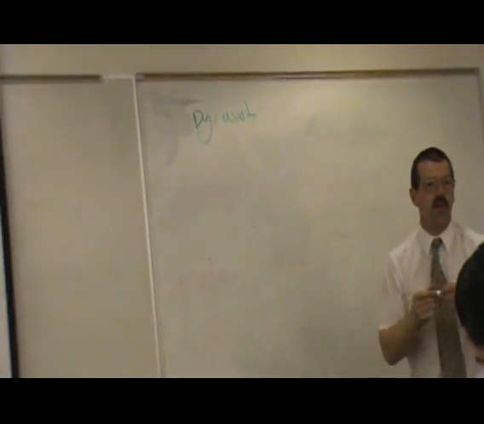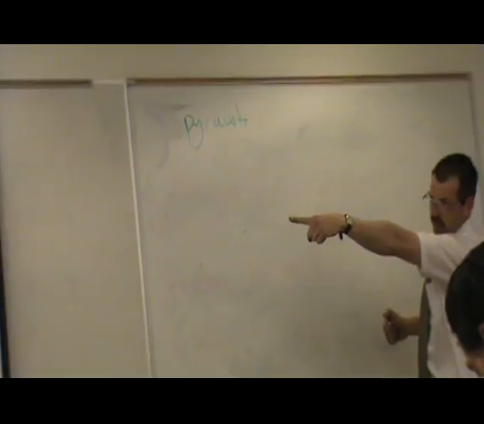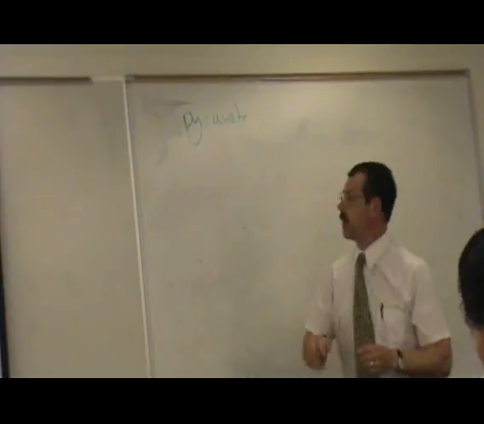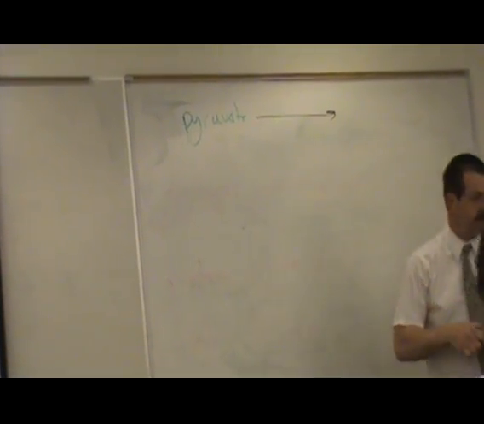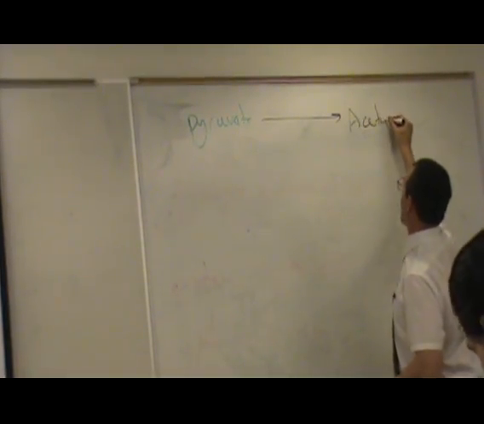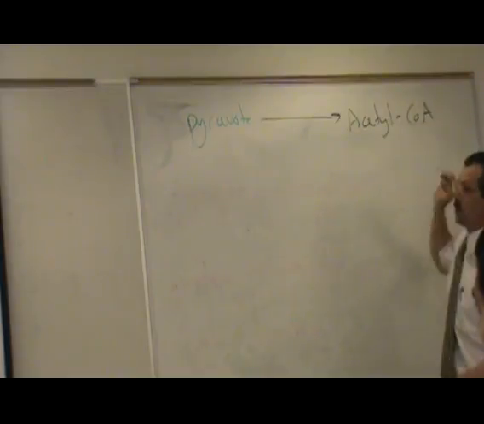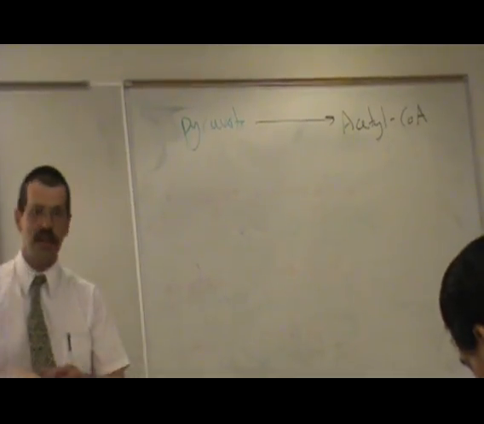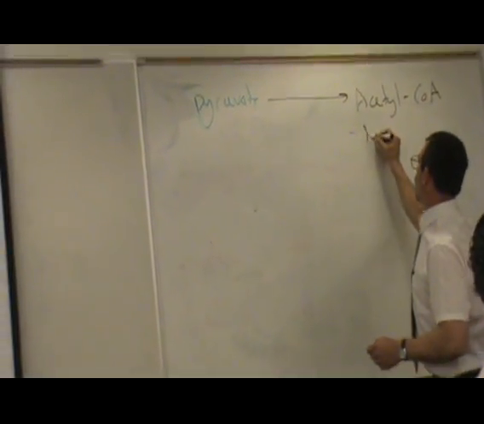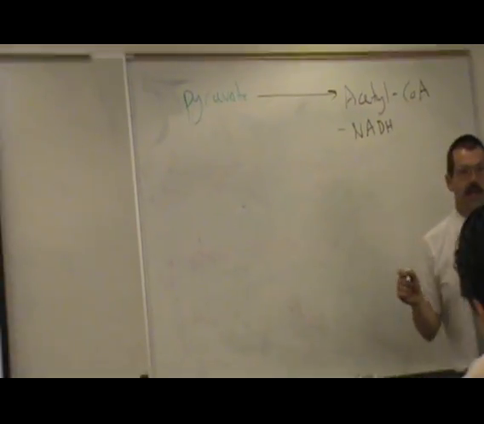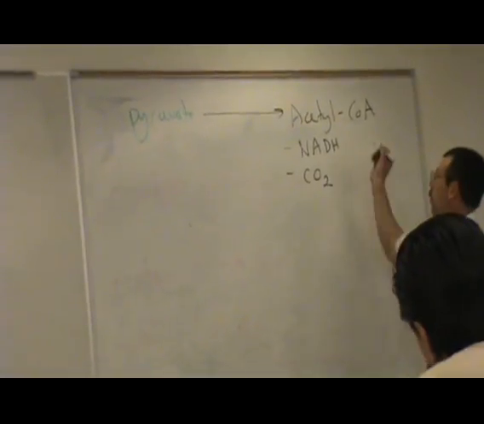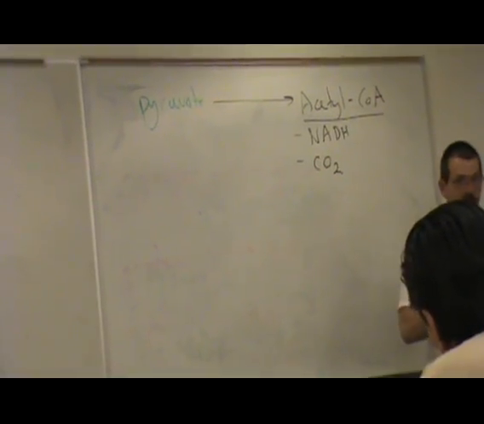Where's the pyruvate from? Over there, right? Glycolysis. So we take our pyruvates, and magic's going to happen. And what are we going to make from all this magic? Acetyl-CoA, which is a nice molecule to know. And we're going to make something else. What else do we make besides acetyl-CoA? NADH and CO2. So this is the main one I'm interested in, acetyl-CoA.